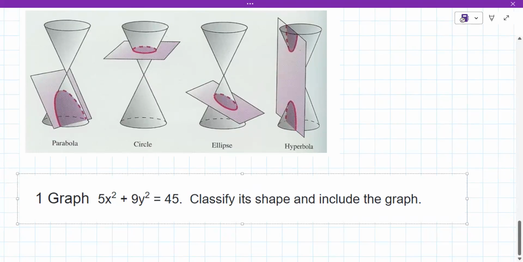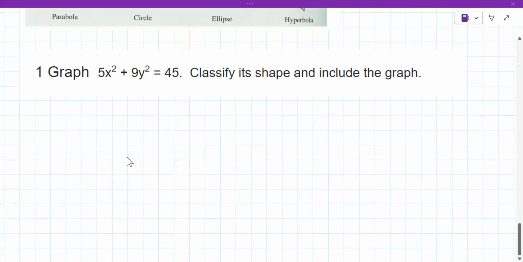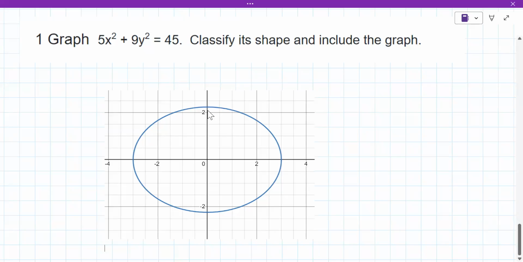It's a circle. Okay, so the circle and the ellipse look really similar. So when you look at this one, does it go up, down, left, right the same amount? It has to be exactly the same. So see how this one's just a little bit above the 2?